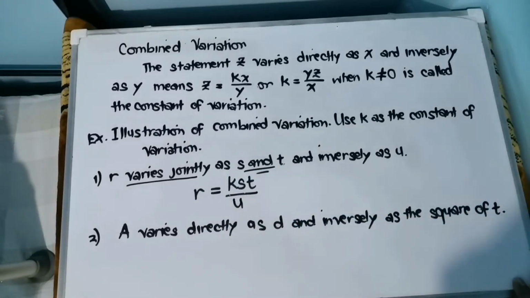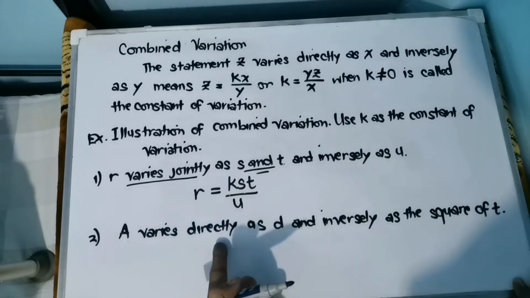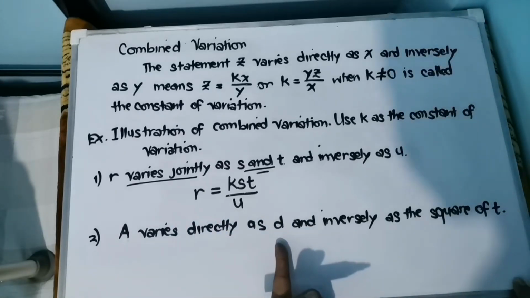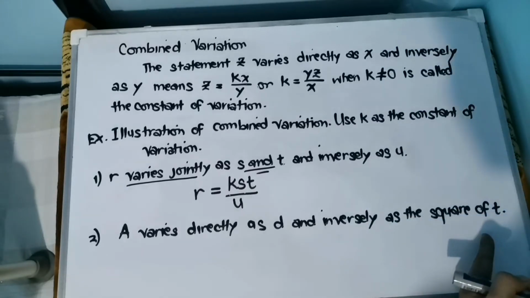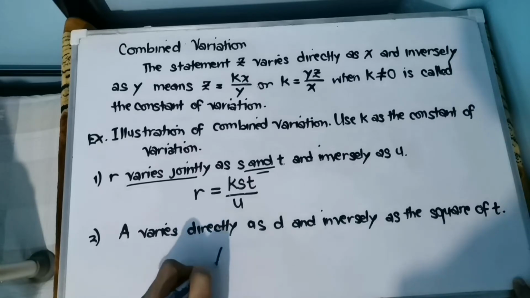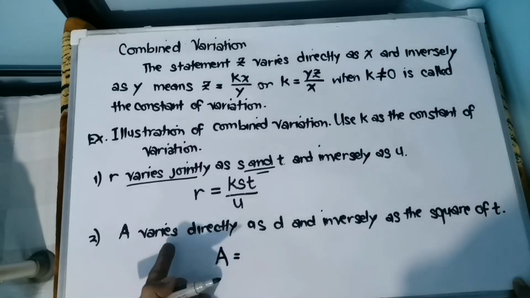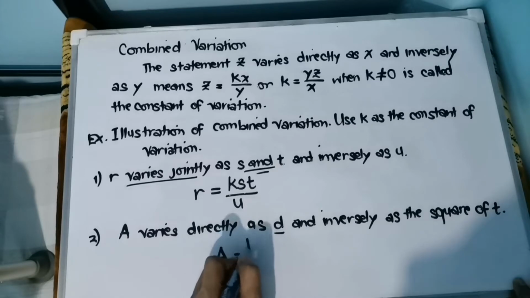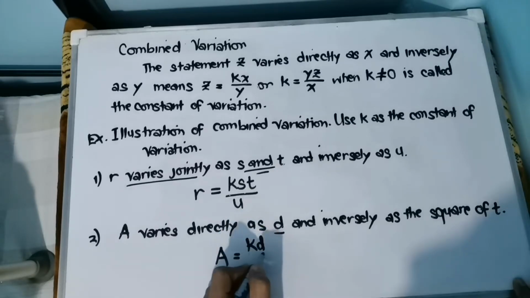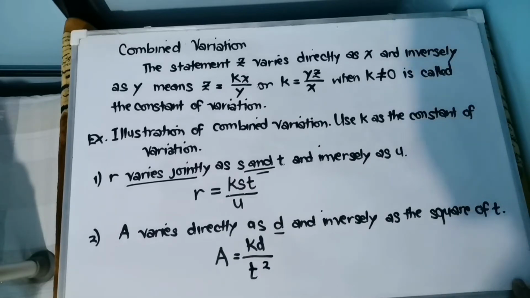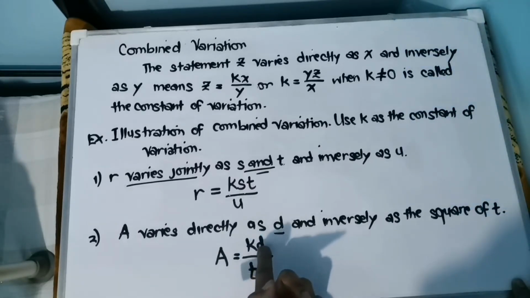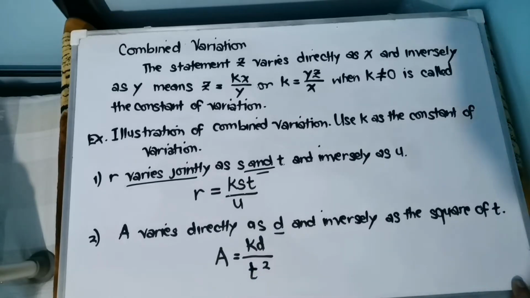For our second example, A varies directly as D and inversely as the square of T. Again, we have here A varies directly as D. So we have here KD. And inversely, so over the square of T. So we can write it as T squared. So this can be written as A equals KD over T squared.